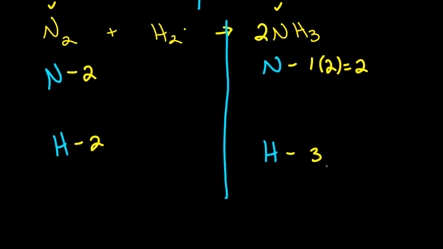So 2 times 3 is 6 hydrogen on the product side, and I only got 2 on the reactant. So I got 2 and 6. How can I fix that? Well, 2 goes into 6 3 times. So if I multiply this by 3, it'll give me 6. So this hydrogen right here is going to get multiplied by 3. So I got 3 times 2, which gives me 6 hydrogens. On the product side, I got 2 times 3 is 6 hydrogens. So my hydrogens are now balanced.